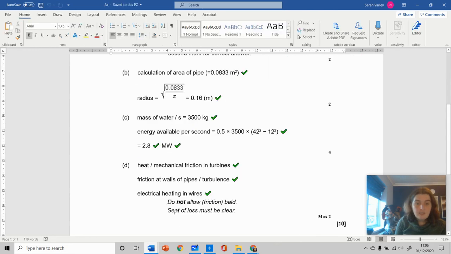If I go to the mark scheme, it says heat and mechanical friction in the turbines and friction in the walls or turbulence. So these are two different sources of energy loss. One is the water and the pipes, and one is the turbine and the water. So just saying friction won't give you enough information. They'll allow electrical heating in the wires as well.